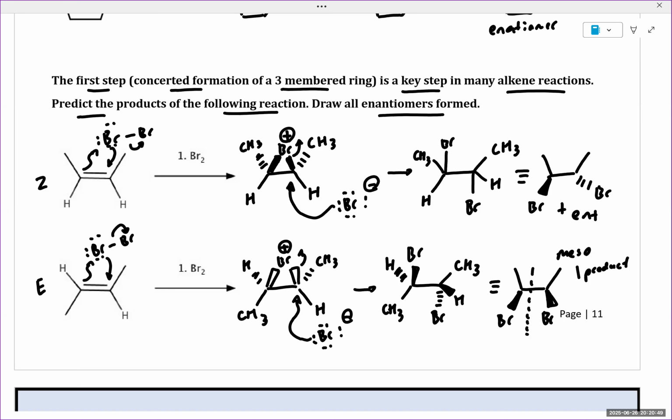The other thing I'd like you to note is the alkene geometry and the alkene stereochemistry directly impacts the product stereochemistry. These reactions are stereospecific. If you start with a Z alkene, you get a defined product out. You start with an E alkene, you get a different but defined product out.